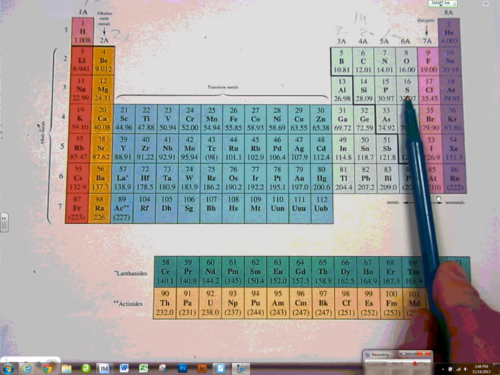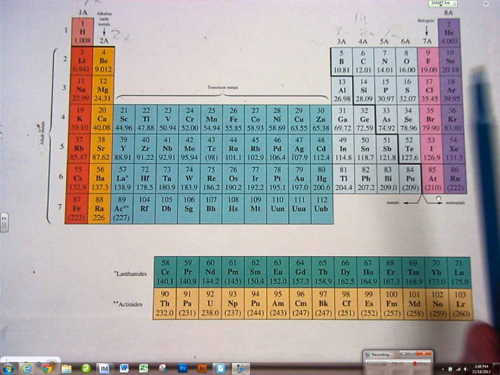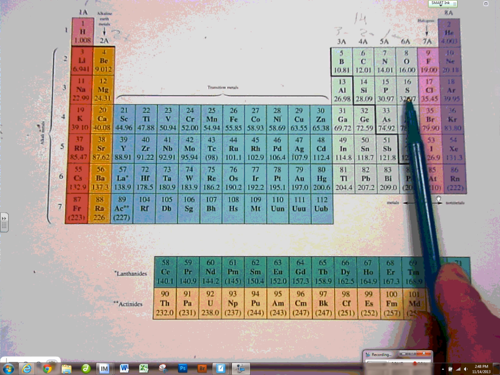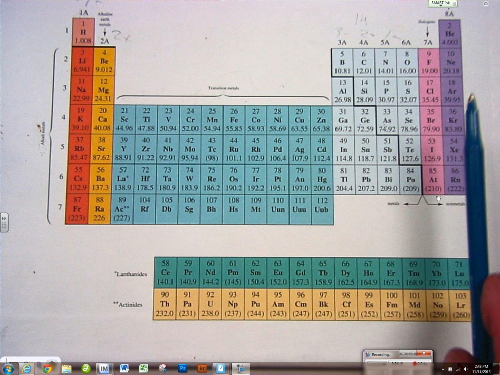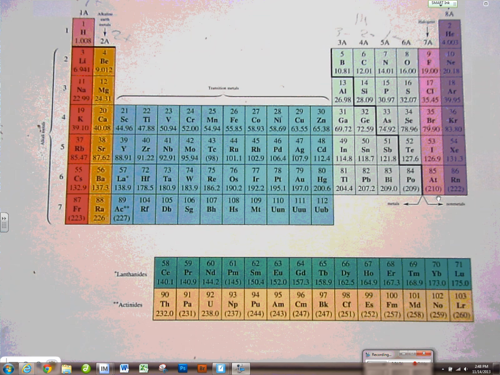So what does sulfur need to get stability? You got it. Okay, what does bromine have to get to have stability? 1 electron. Yes, and stability is good.